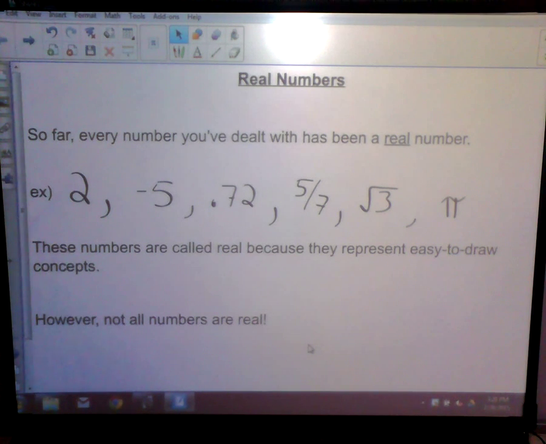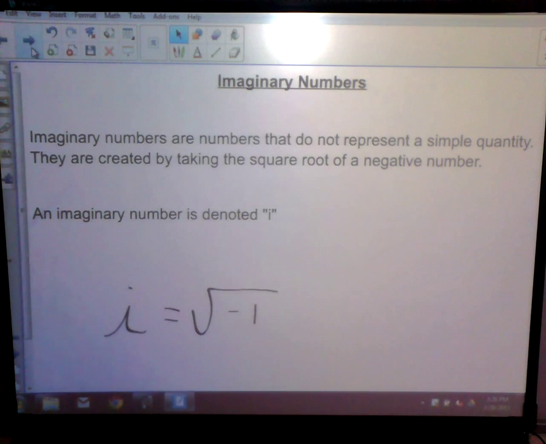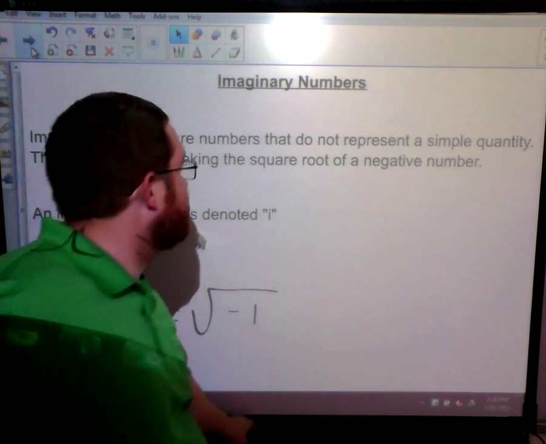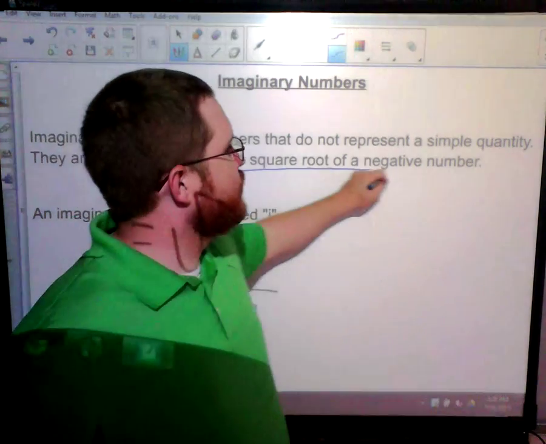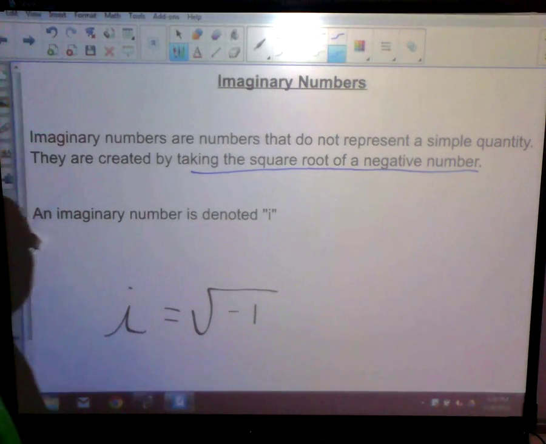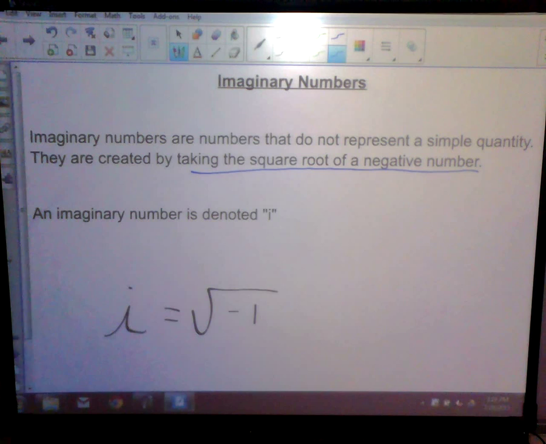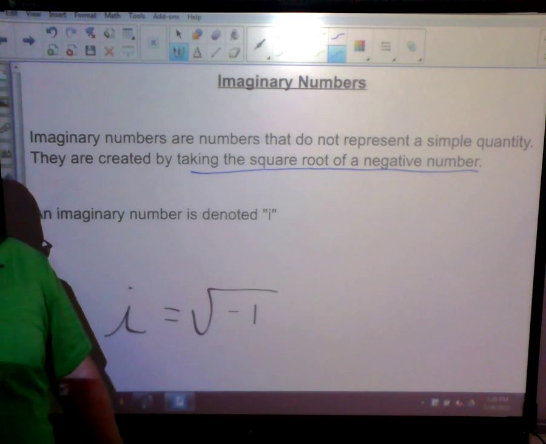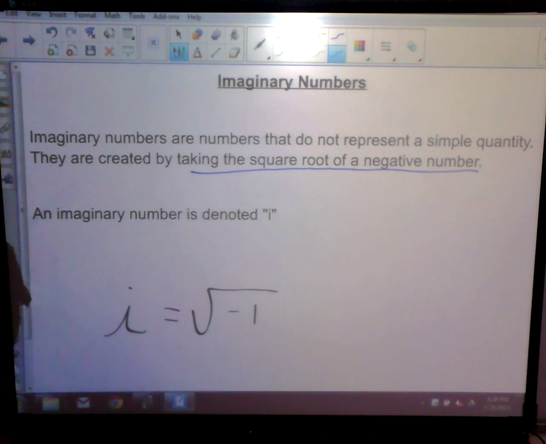However, not all numbers are real. Not all numbers can be easily drawn. Imaginary numbers are numbers that do not represent a simple quantity. They are created by taking the square root of a negative number. This is important: taking the square root of a negative number. Imaginary numbers are denoted i, and i means the square root of negative 1.